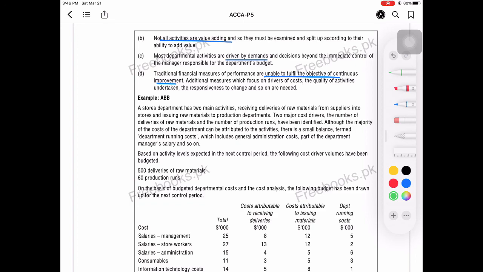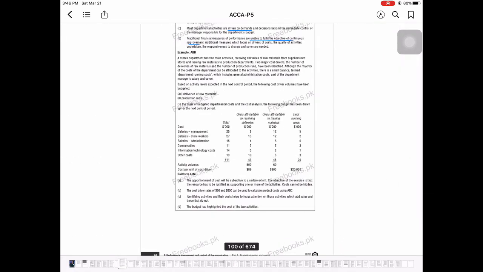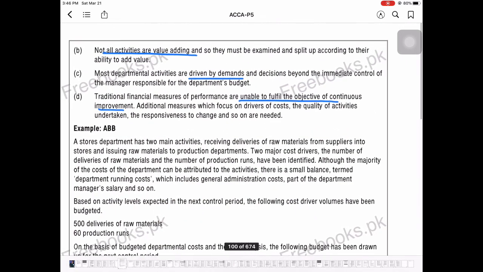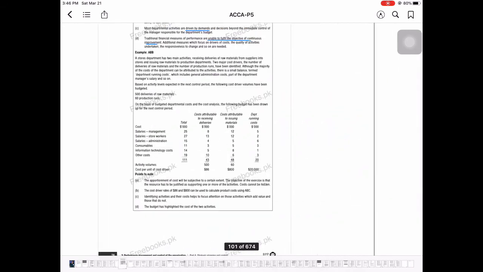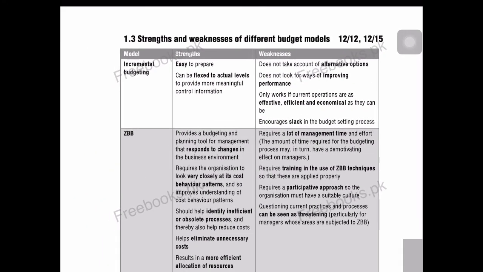That's it for this video. So this was the meaning. In the next video I will put up the strengths and weaknesses of different budget models, which is in continuation, which is a part of what we are studying right now.